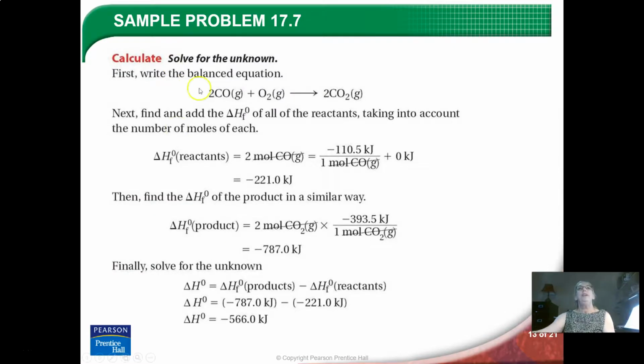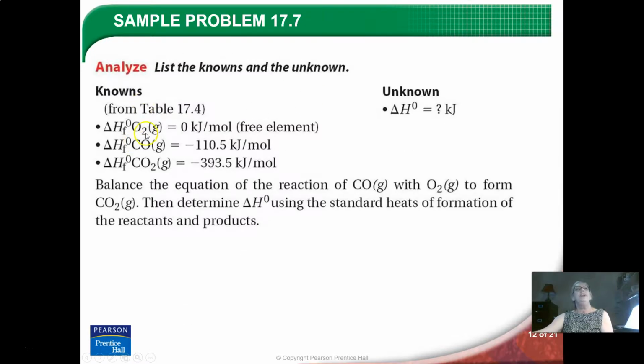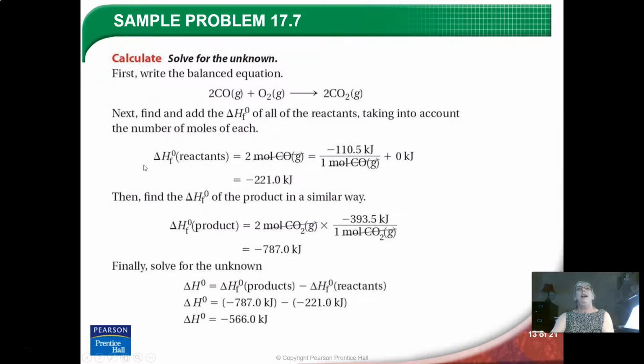So first we're going to write the equation. This is the balanced equation here, but when we look at the numbers on the chart, it's for 1 mole. So we have to make sure we remember that when we go back and look at things. So if you notice, this is for 1 mole, 1 mole, 1 mole. And we're going to have to use that information to figure out 2 moles because this is the balanced equation.